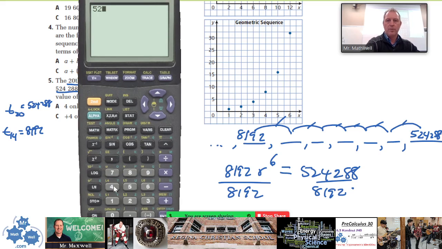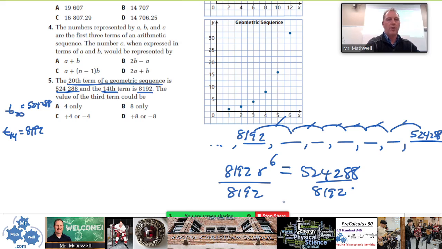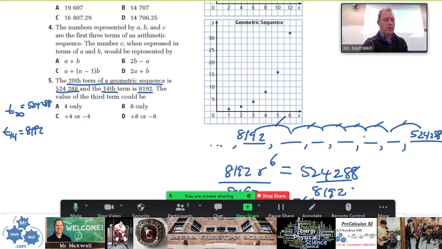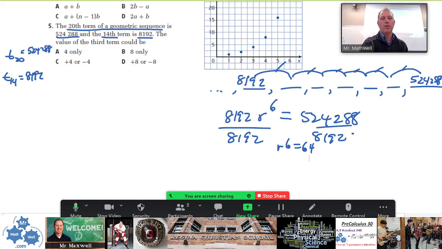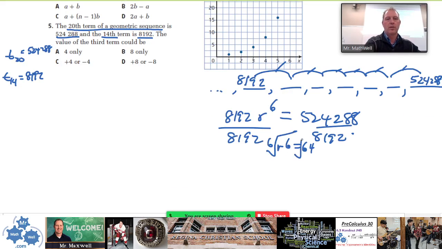So 524,288 divided by 8192. Okay, it gives us 64. So that means that r to the 6 equals 64. So what to the power of 6 gives us 64? Well, in order to solve for r, we take the 6th root of 64. So then you can find r.